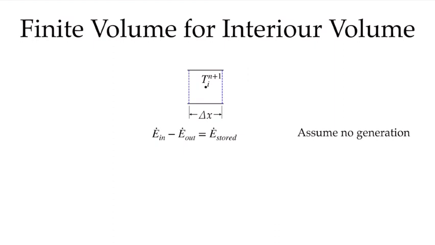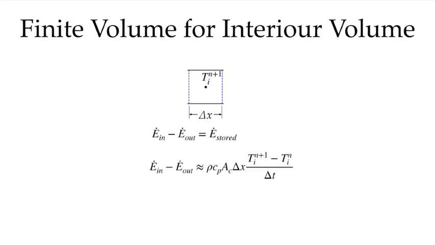Assuming there's no generation, so that term goes away. And we can look at this energy storage term. The energy storage term is why we need the previous time step. Of course, we have the volumetric heat capacity times the volume, which is the cross-sectional area times the extent of this control volume, delta x.